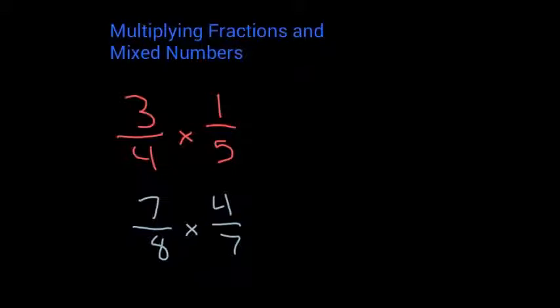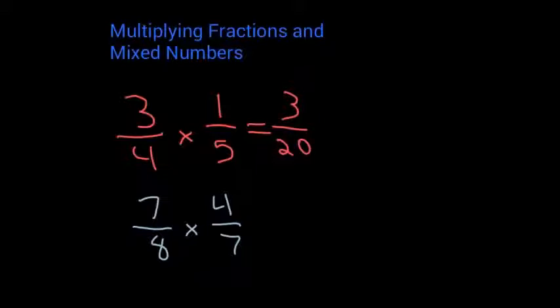Alright, so now we're going to multiply fractions and mixed numbers. So when you multiply fractions, you don't need to worry about common denominators. All you do is multiply your numerators and multiply your denominators. So the first one, I got 3/4 times 1/5. So I just do my numerators. 3 times 1 is 3. 4 times 5 is 20.